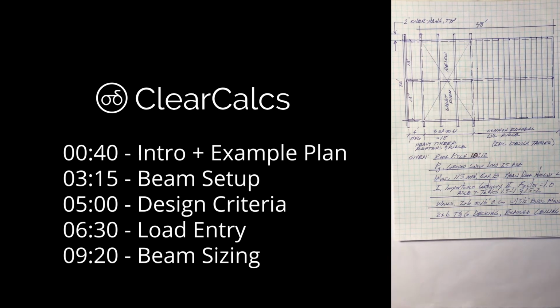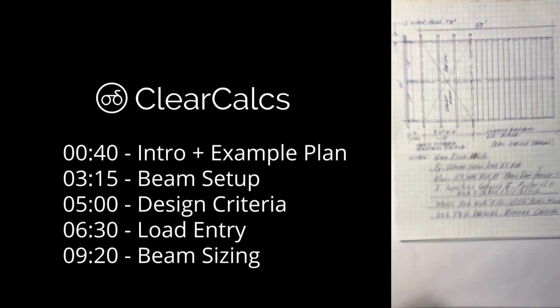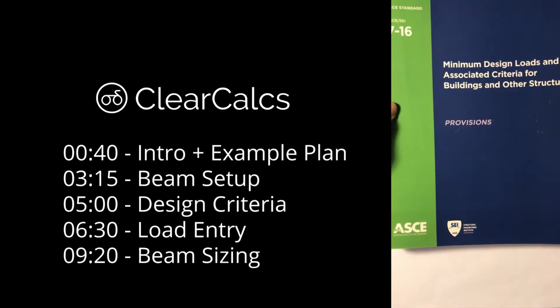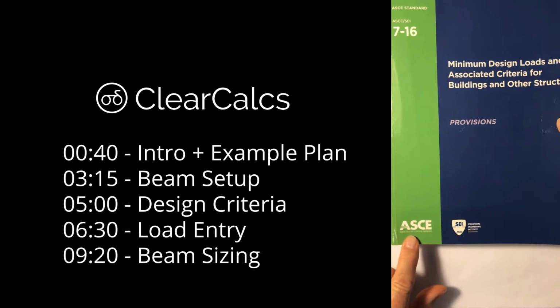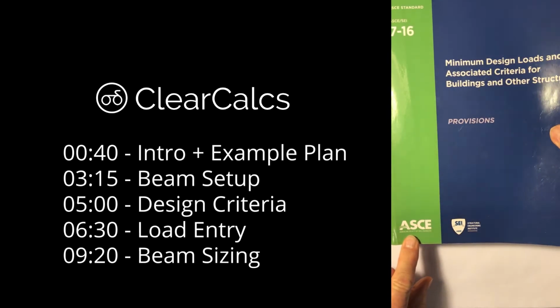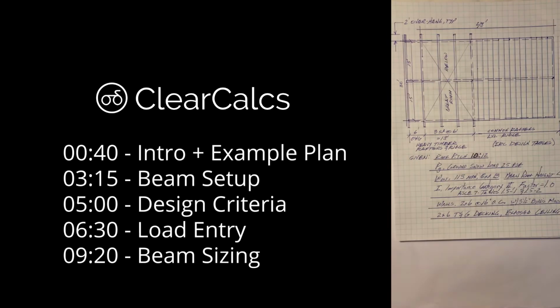If you're planning to use this software, you need to have a couple of documents at hand. One is the minimum design loads and associated criteria for buildings and other structures. This is known as ASCE 7-16. It's published by the American Society of Civil Engineers. You can order it from their website.